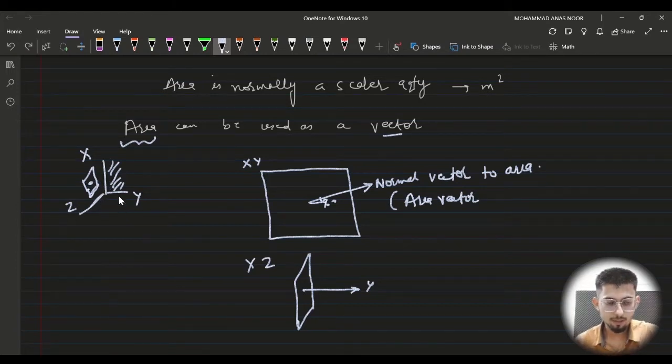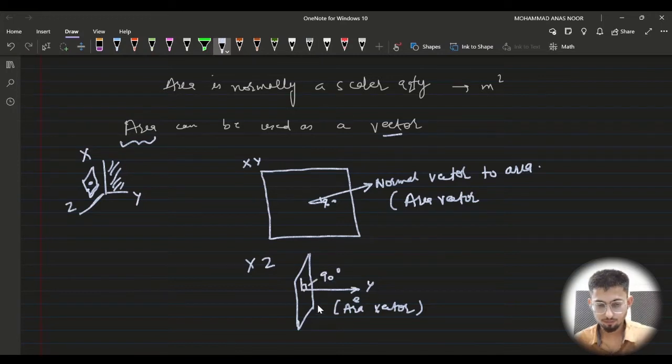So this one is the positive y. You can also take the negative y. We'll talk about it later, but anyway, this is a normal to this. This is the area vector of this plane, the normal line, making an angle of 90 degrees with respect to the plane. Area vector is used in physics.